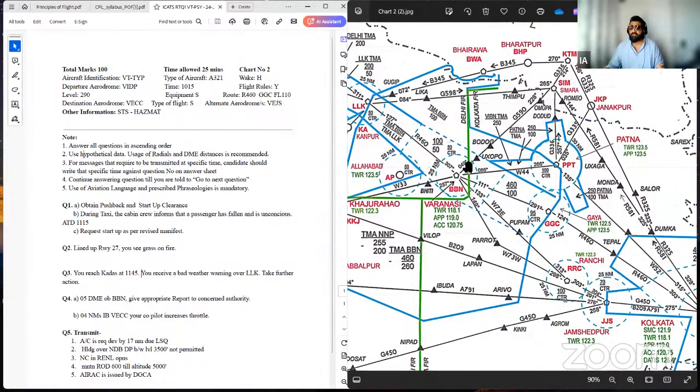Delhi Radio, copy Kolkata Radio, Victor Tango Tango Yankee Papa. FIR report. Position 05 DME outbound, VOR Bravo Bravo November. Radial 111. Romeo 460.